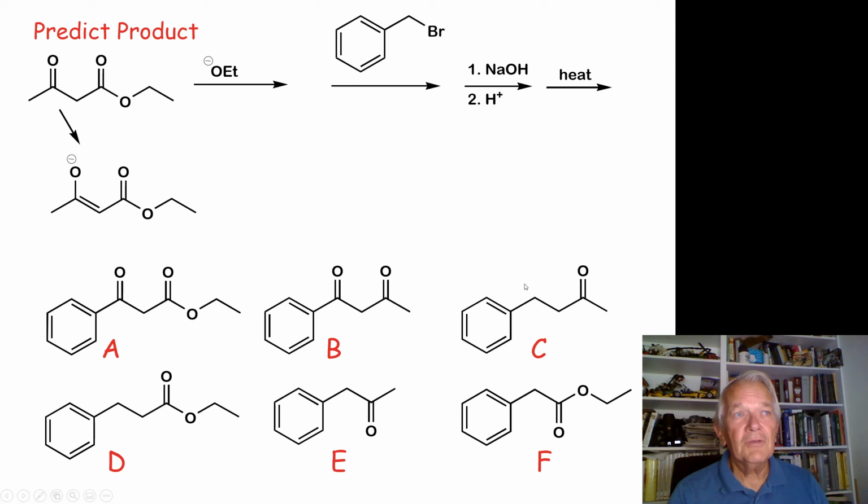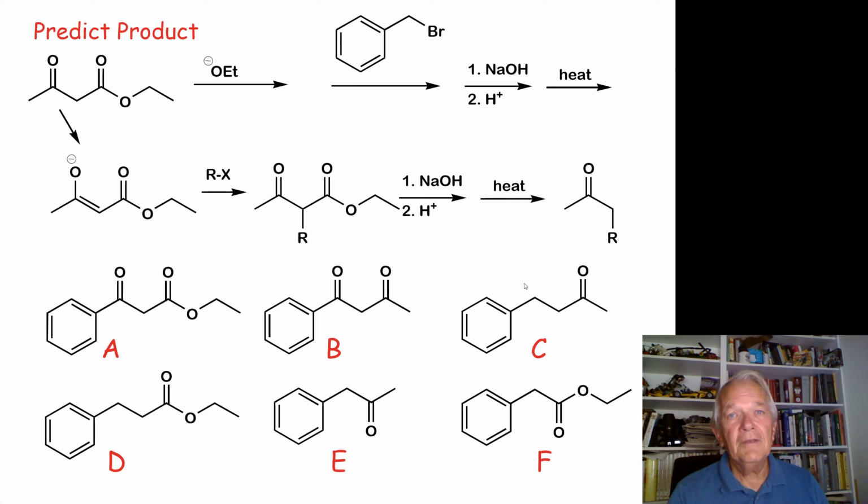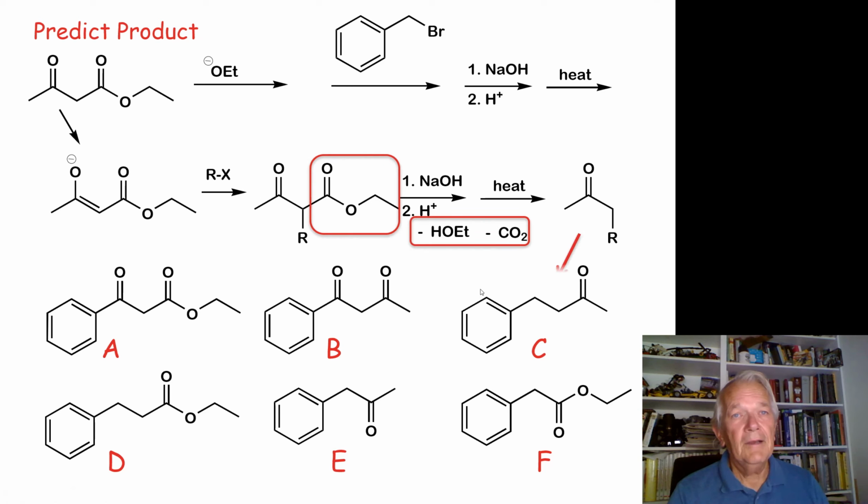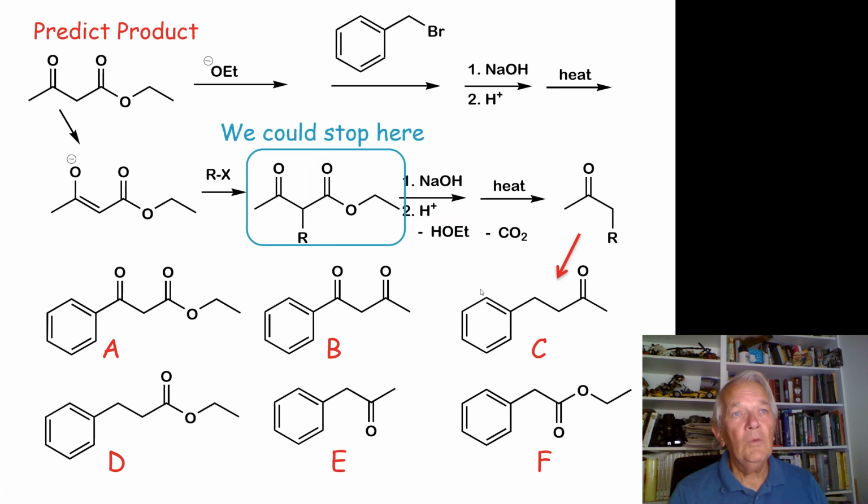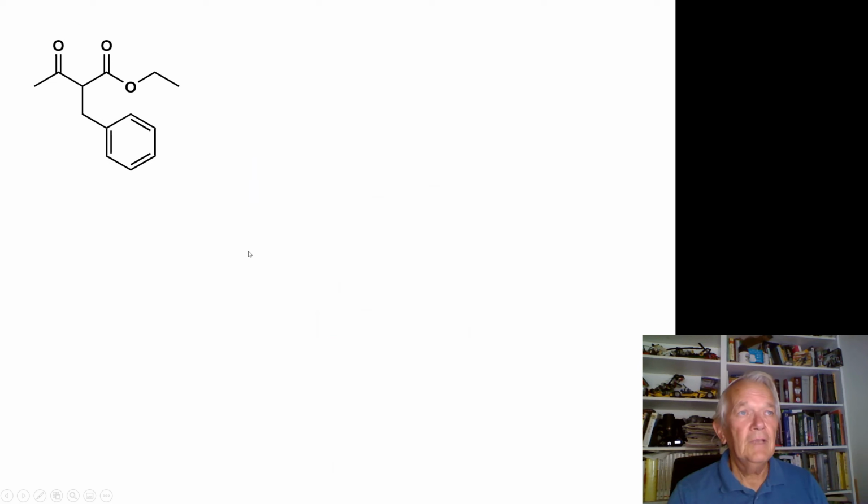So how does this work? There's our enolate. Here's our R group coming in. Do your decarboxylation. In this particular case, R is benzyl, so that's molecule C. Very good, you figured that out. Okay, we could stop there. You don't have to do the decarboxylation. And the importance of stopping here, of course, is that we can do further reactions on this molecule. So let's do another reaction on this molecule.